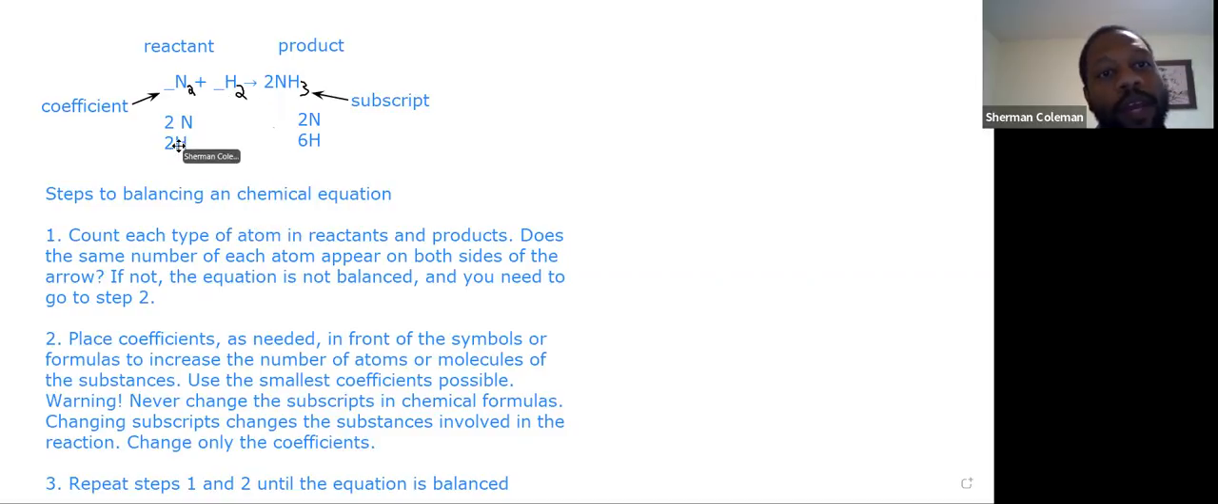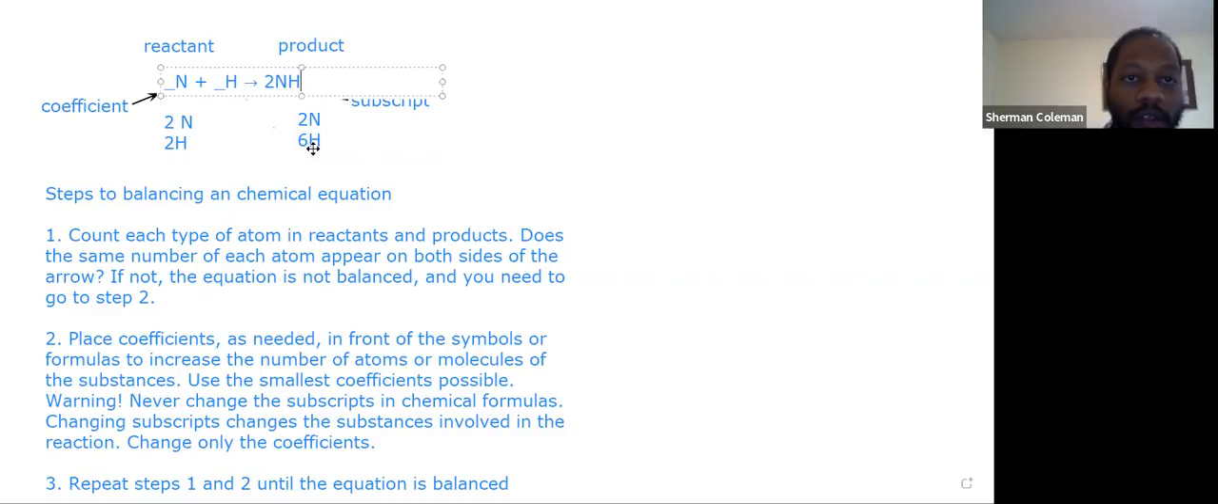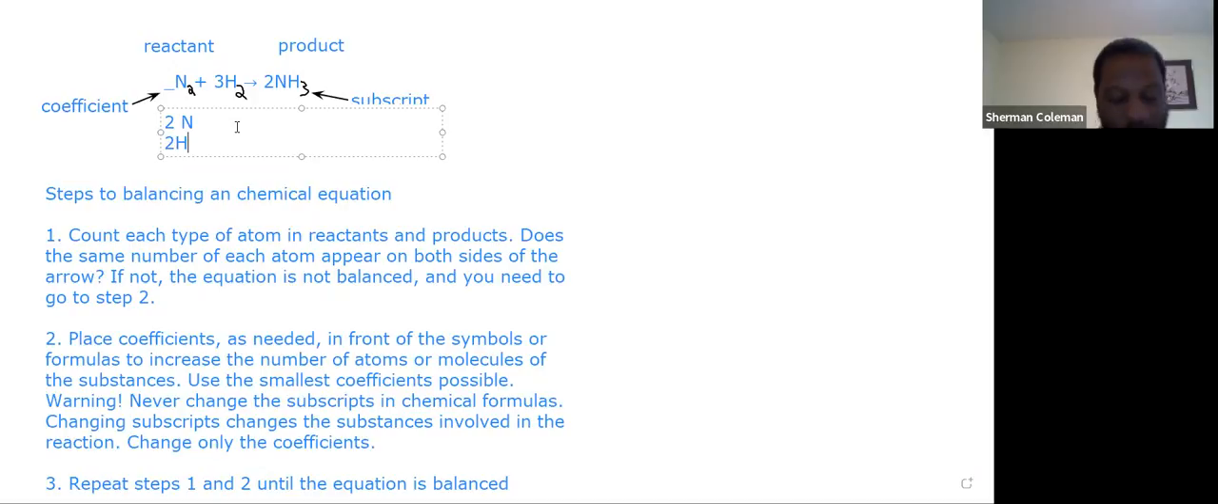So we have 2. So what number multiplied by 2 is going to give us 6? And we know this already. We know that 3 times 2 is equal to 6. So we're going to change that to a 3. So when we change this to a 3, we now have 3 times 2. In other words, 6 hydrogens.